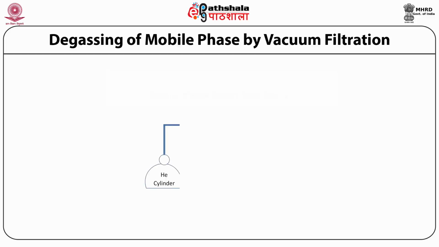Degassing of mobile phase by helium sparging. In this technique, a stream of helium bubbles is passed through the solvent, which sweeps dissolved air out of the liquid.